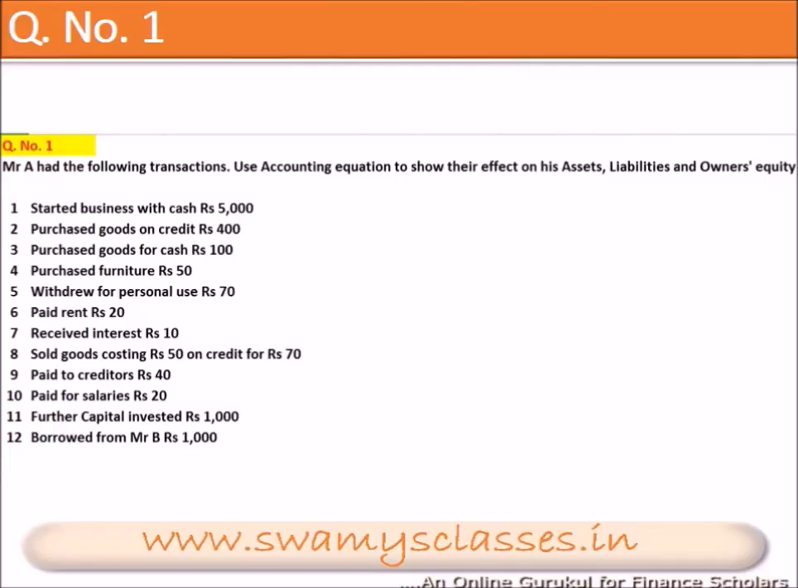Now let us come to the eighth one. Sold goods costing 50 rupees on credit for 70 rupees. It's a bit a complicated one. We have to go through this in detail. Just to repeat the transaction: sold goods costing 50 rupees on credit for 70 rupees.